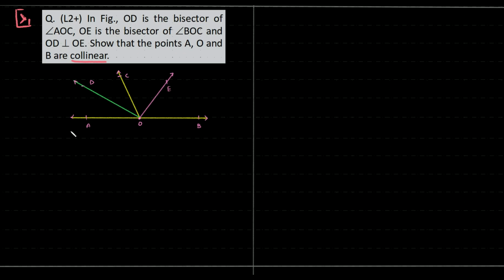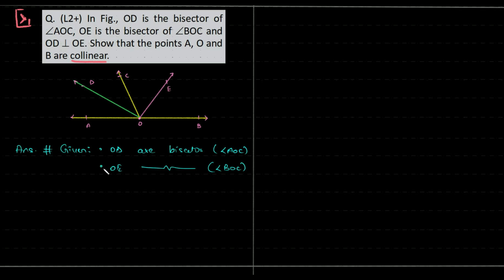Forget about what all is given. First, we'll figure out what collinear means. You need to understand that. So let me begin with writing the given: OD and OE are bisectors of angle AOC, and this is the bisector of angle BOC.